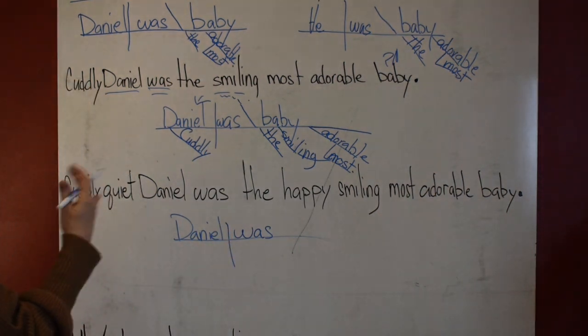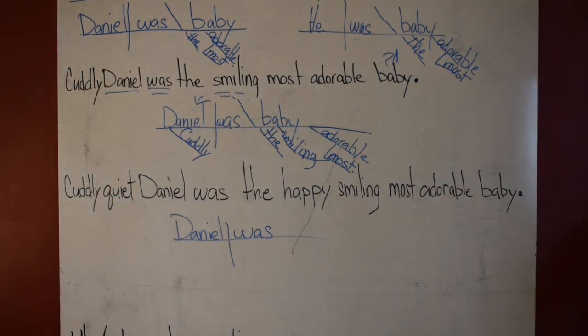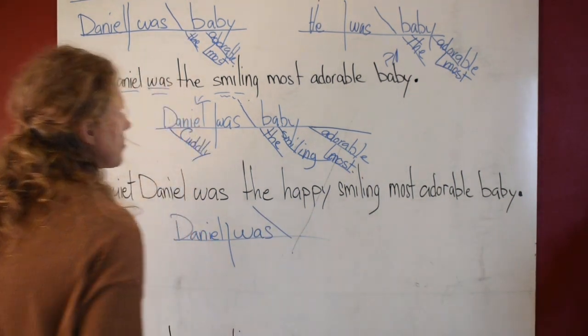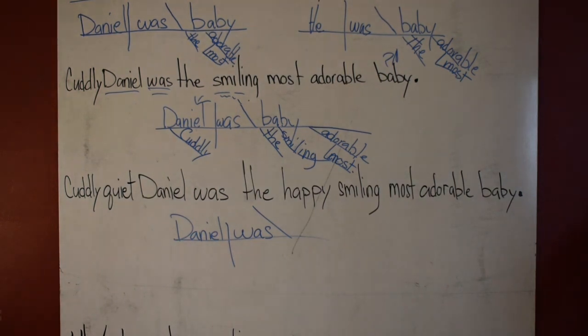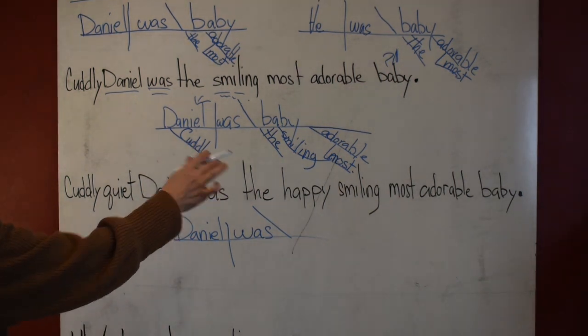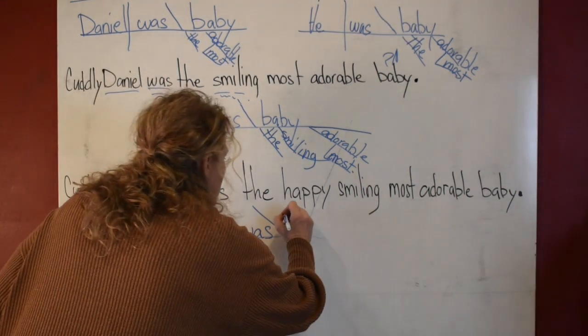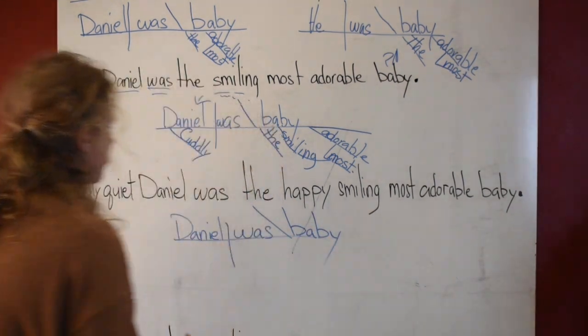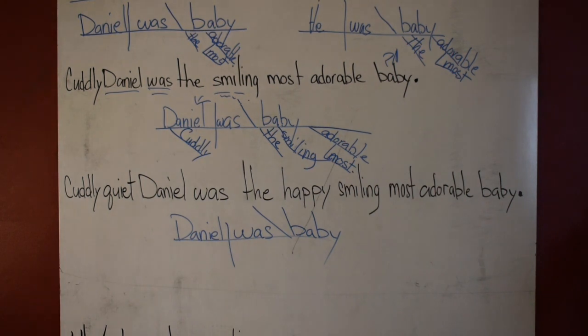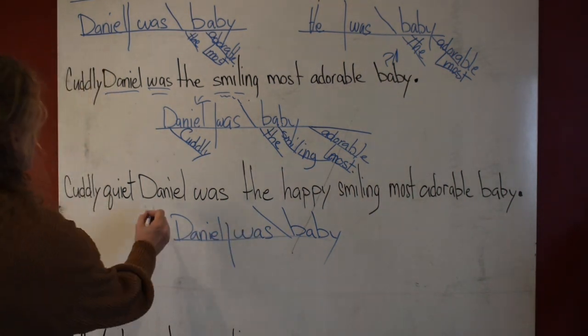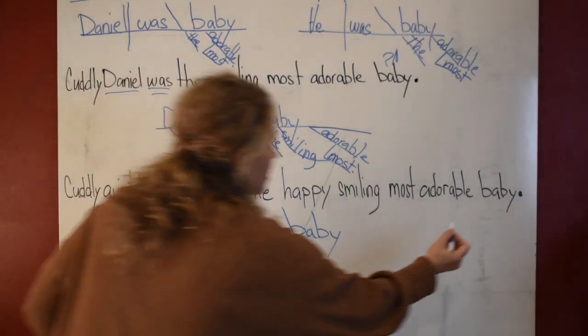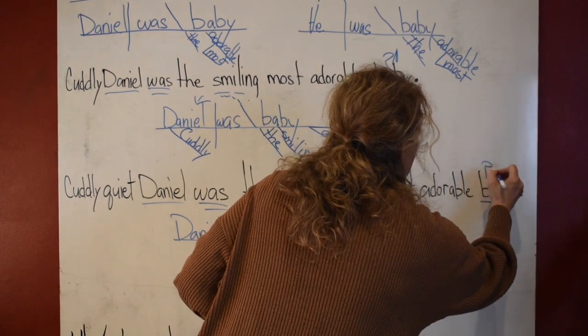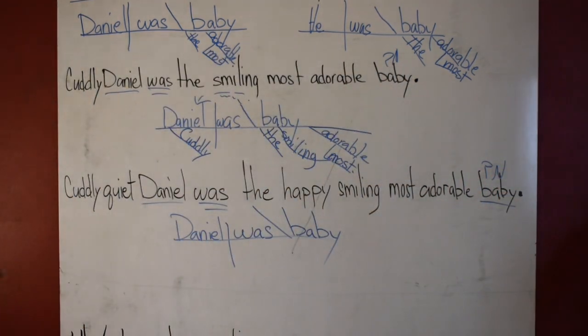So now we have another word in there that is describing Daniel, or replacing Daniel, and it's acting as a predicate nominative. What is it? Baby. So you want to get your main words up here before you get onto your other words. So now we have Daniel was baby, predicate nominative.